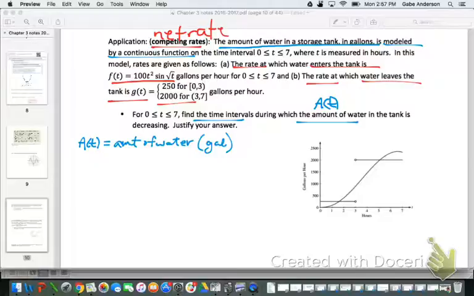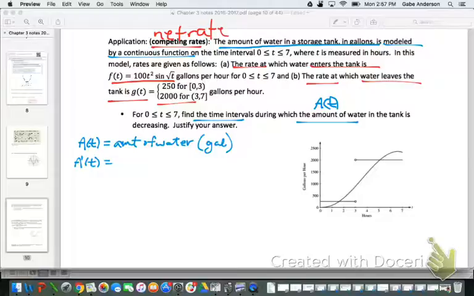Do you see how that fits with the other questions we've been doing? Yes? Yeah. So if I'm going to find where A prime is negative, might it be beneficial to know what A prime is? So I'm going to try to figure that out. I want to know A prime. So I'm going to write A prime of T equals, and ouch, I have nothing to differentiate, do I?